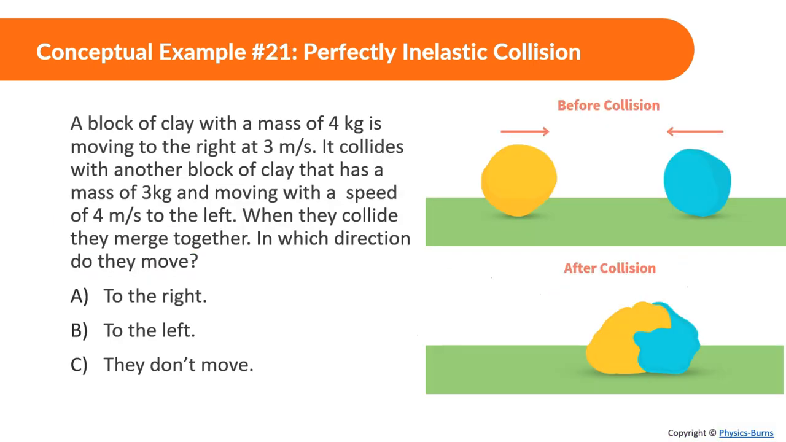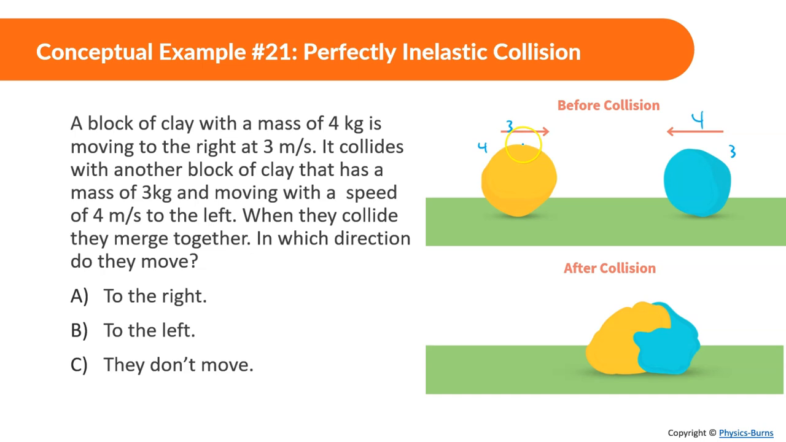Okay, moving on. A block of clay with a mass of 4 kilograms is moving to the right at 3 meters per second. It collides with another block of clay that has a mass of 3 kilograms and is moving with a speed of 4 meters per second to the left. When they collide, they merge together. In which direction do they move? Okay, so let's write this. 4 kilograms going 3 meters per second. And then this one collides with another block of clay that has a mass of 3 kilograms moving 4 meters per second to the left.